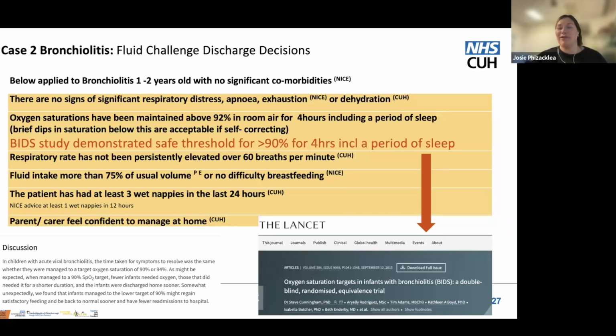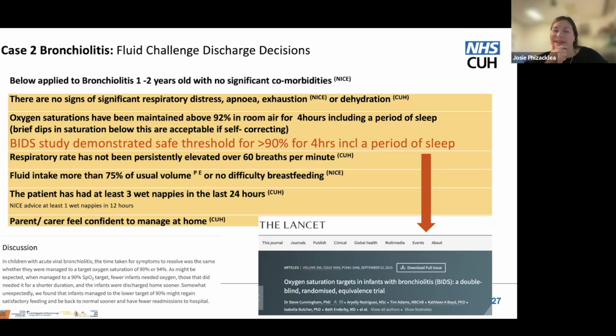There's a real spectrum of sats target ranges. So if you're looking at RCEM versus NICE guideline, RCEM often will say above 92. NICE guidelines, I think, originally were aiming for 94. So there's a range, and there's an interesting study in the Lancet that actually found we're probably overdoing it. And I don't think practice has changed to reflect that Lancet study.